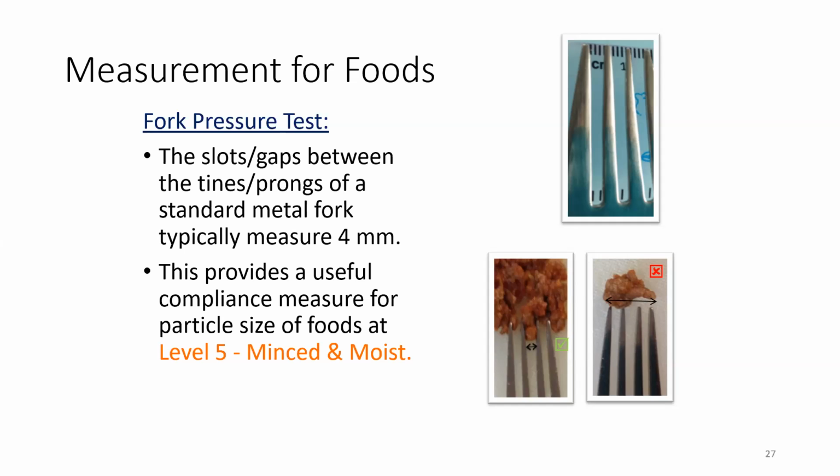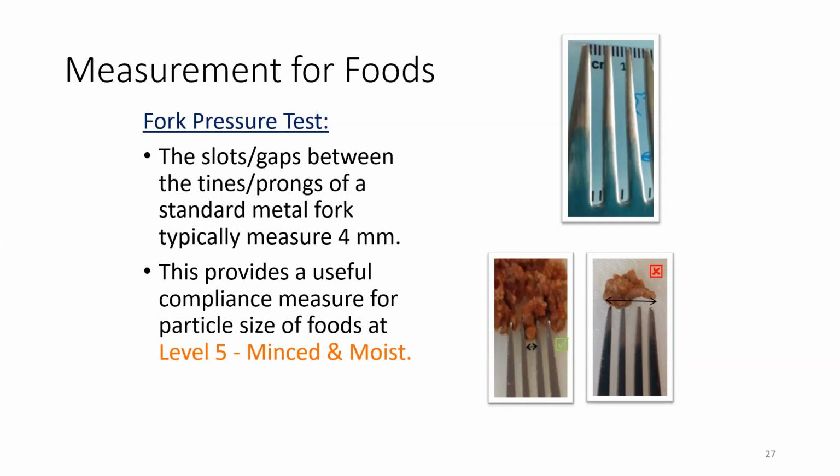I think Katrina discovered that the space between fork tines is approximately 4 millimeters in size. And so that gap proves to be, for most forks, a fairly good means for testing the maximum particle size. The minced and moist particle size also matches food that's gone through a masticatory cycle. And so determining whether food matches a state of having been masticated is easily measured using the tines of the fork. We're just going to press the fork against the food to see if it can be pushed between the tines.